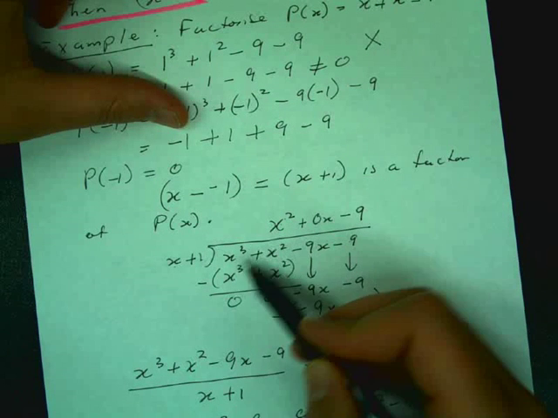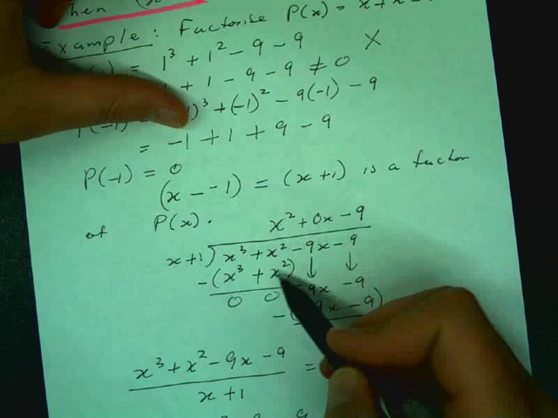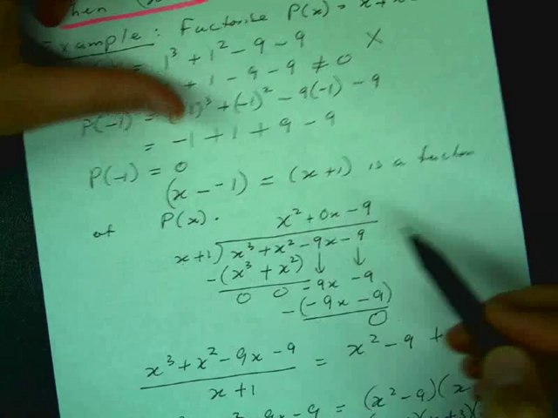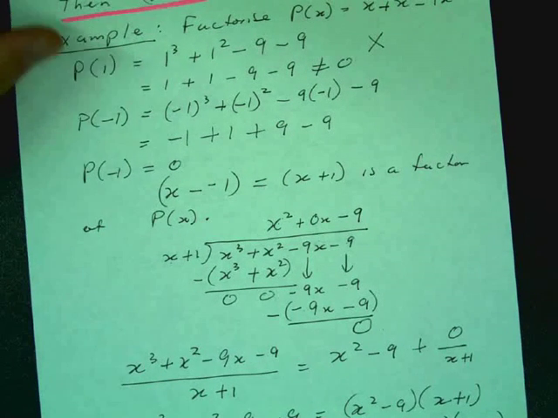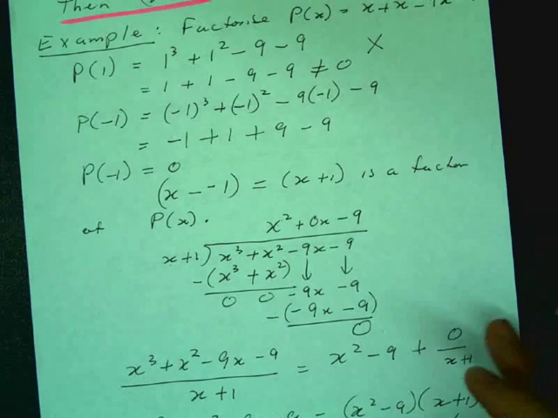Okay, x squared times x is x cubed. X squared times that is x squared. I subtract them, it goes away. Like that first example I gave you. And I'm just left with x squared take 9.